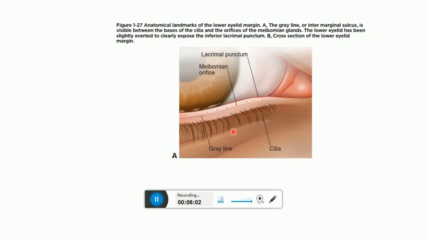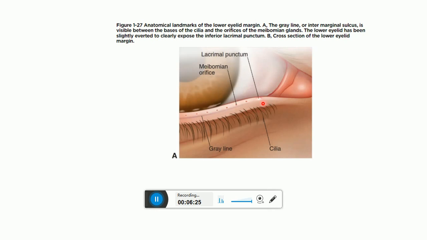The eyelid margin, this is the eyelid margin. It contains several important landmarks. A small opening, here you can see the punctum of the canaliculus. This is the punctum and here it is the canaliculus inside the eyelid margin. It is present medially at the summit of each lacrimal papilla.